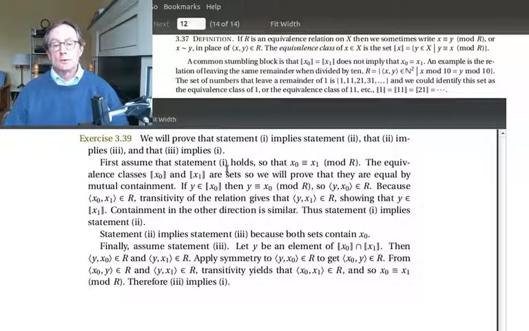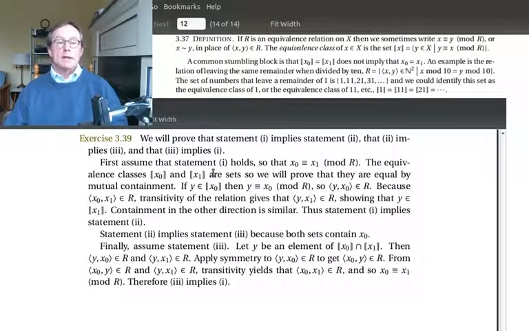Okay, so the first part is to assume that the first statement holds, so that x naught is equivalent to x1 with respect to this relation. Then the equivalence classes, the square brackets x naught and the square brackets x1, are sets. So in order to show that the two are equal, the most straightforward thing to do is to show mutual containment: show that [x naught] is a subset of [x1], and [x1] is a subset of [x naught].